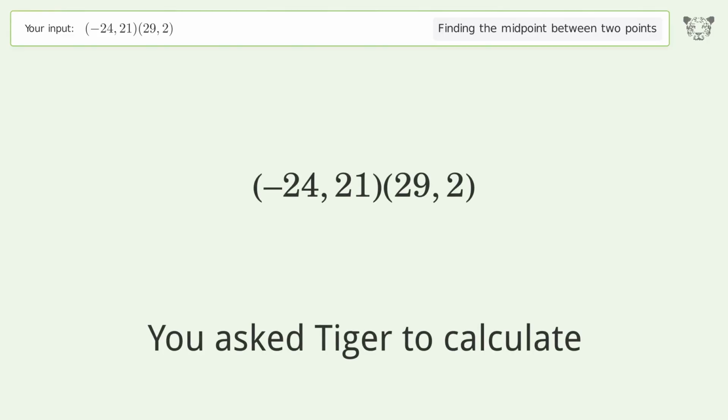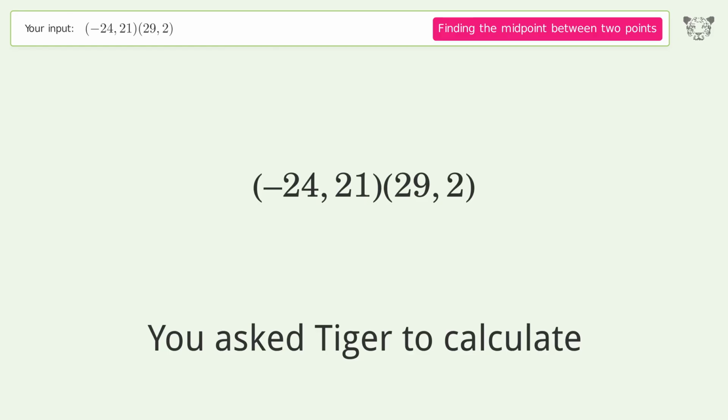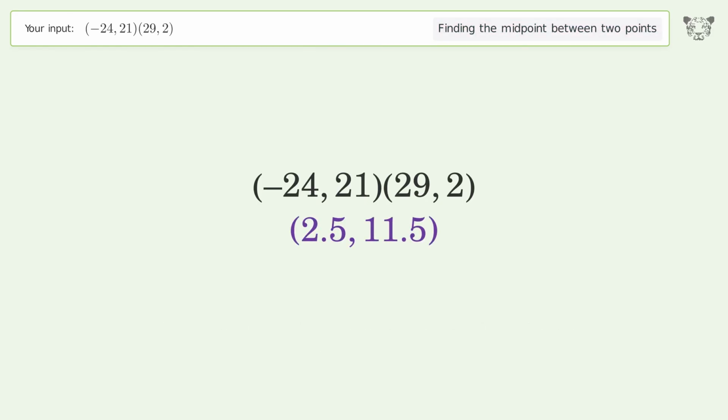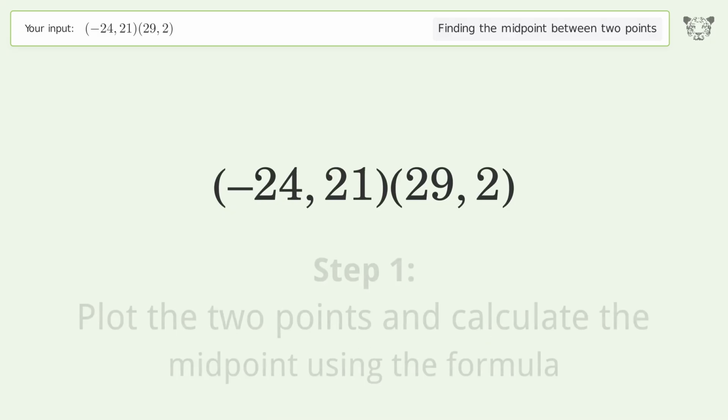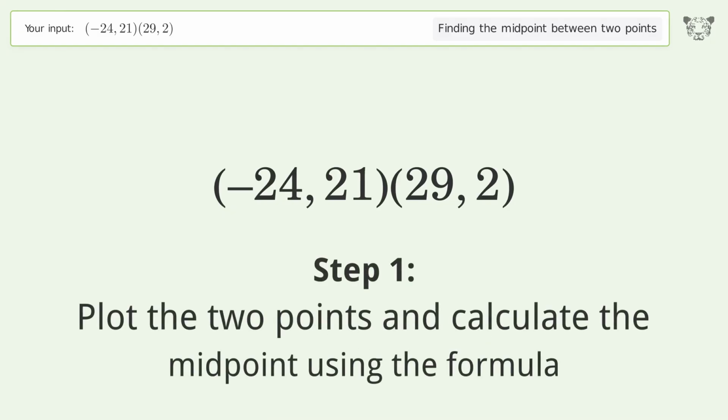You ask Tiger to calculate. This deals with finding the midpoint between 2 points. The midpoint between the 2 points is 2.5, 11.5. Let's solve it step by step. Plot the 2 points and calculate the midpoint using the formula.